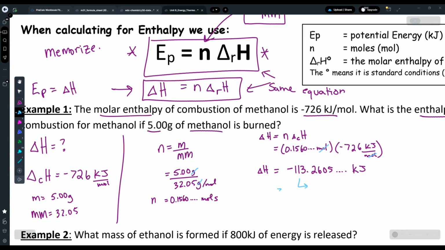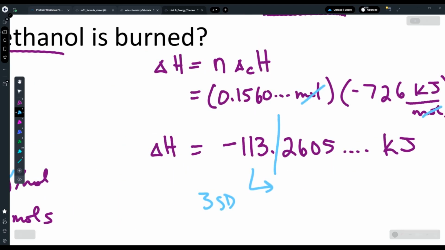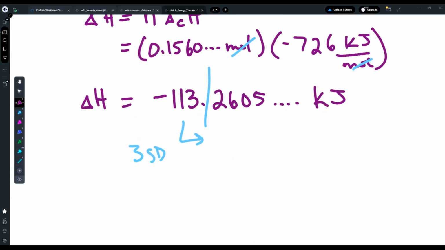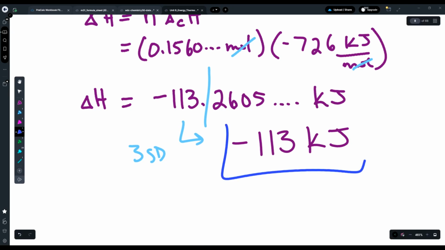So we've got to put our answer in 3 sig digs. So our cutoff line is right on the decimal. That means we don't need to use scientific notation if the cutoff line is right on the decimal. So negative 113 kilojoules. That's going to be our final answer.